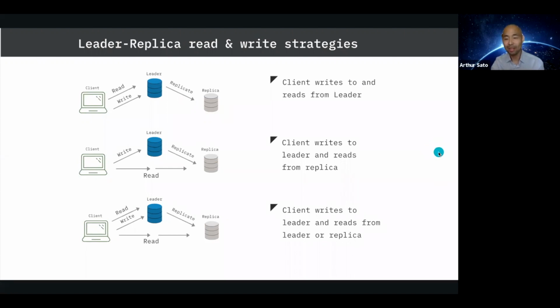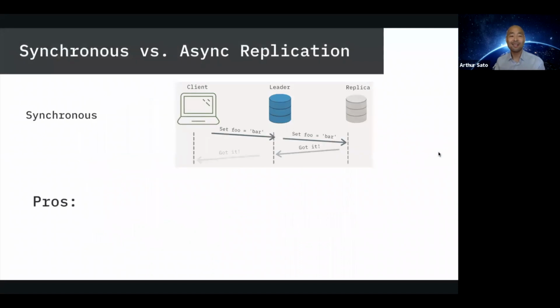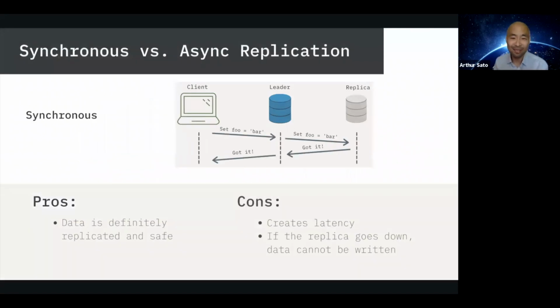With that said, let's take a look at asynchronous and synchronous replication. In the synchronous replication approach, we have the client writing to the leader, and the client will not receive a success response until the leader has successfully written the replicated data to the replica. In this scenario, we know that the data is safely replicated in the replica. But now we have added another processing point for the data, therefore adding to our overall latency.